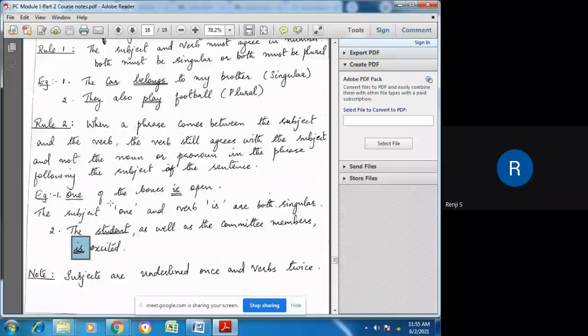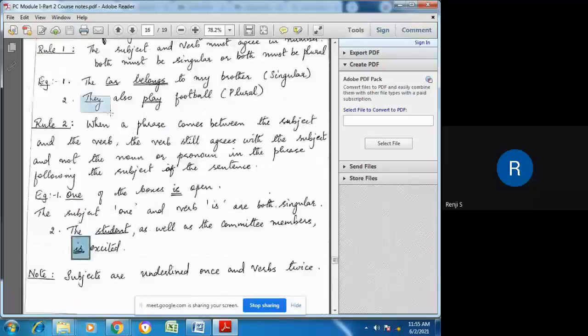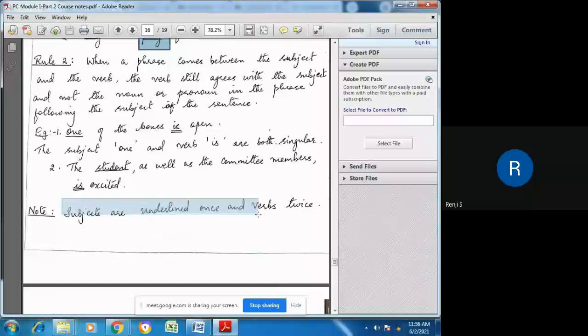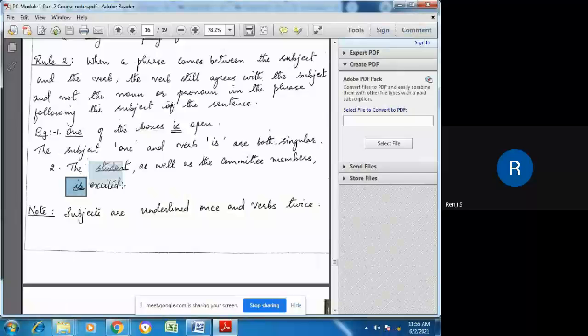So in your notes, these notes are uploaded in Linbase. In these notes, I had put a single underline for subject and double underline for verbs. Just when you go through your notes, just for you to identify, subjects are underlined once and verbs are underlined twice. So this is a verb, I have underlined it twice. And subject is the student, so I have underlined it once.